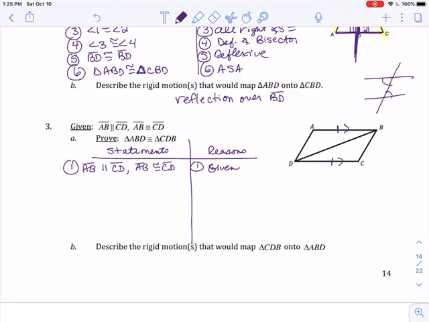Now the fact that they're parallel, remember if I have 2 parallel lines and a transversal, that means these alternate interior angles are congruent. I have that same thing right here. I'm going to call that angle 1 and angle 2. Those alternate interior angles are congruent. So I put that as a statement. Angle 1 congruent to angle 2. Why? Alternate interior angles are congruent.